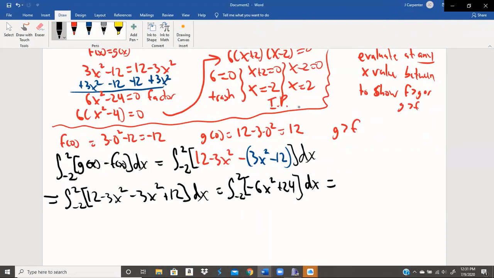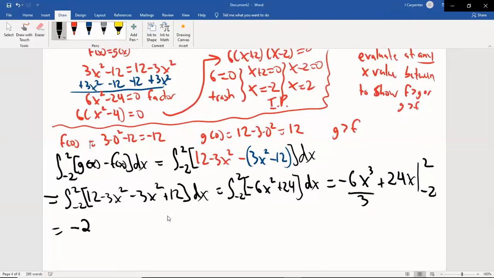So now we can integrate it. Adding 1 to the exponent and dividing by the same value, that's -6, leave it alone, x to the 3rd over 3. Plus the integral of 24 is 24x. And we're evaluating from -2 to +2. The 6 and the 3 reduce to a 2, so that's -2x cubed plus 24x, going from -2 to +2.